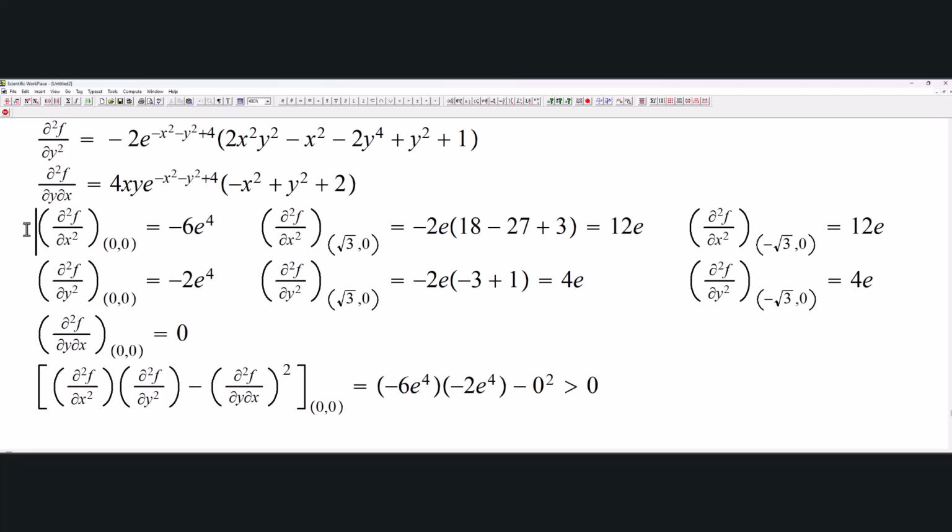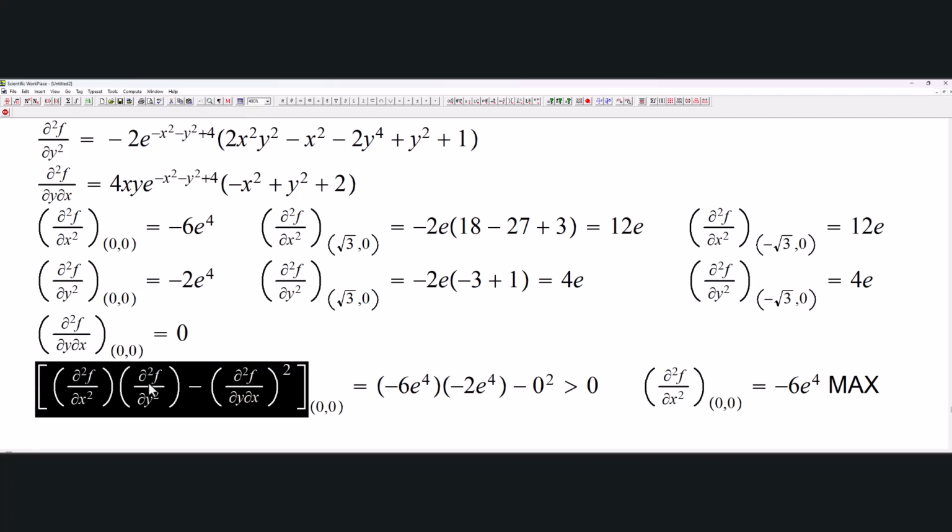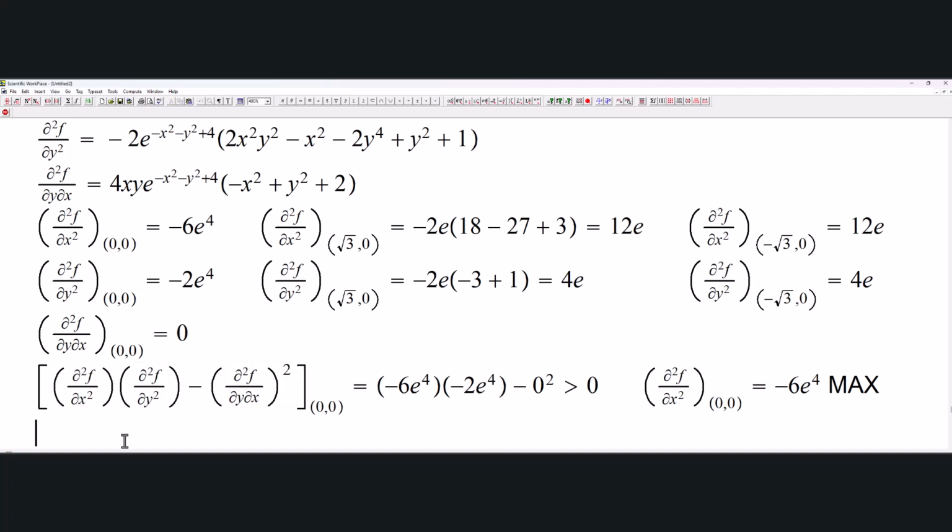And if we look at the second partial with respect to x at 0, 0, that is negative. So this is going to give us a local max, all right. And then likewise, let's just go for the other quantities, okay.